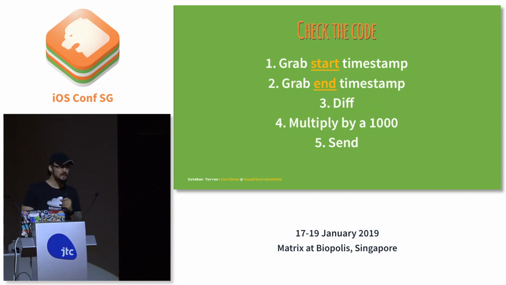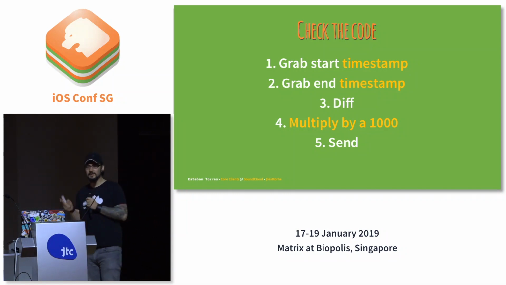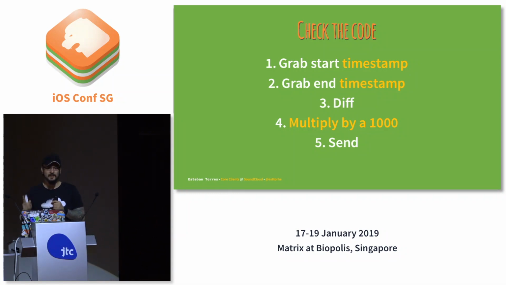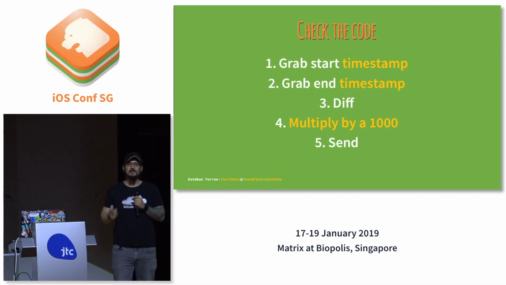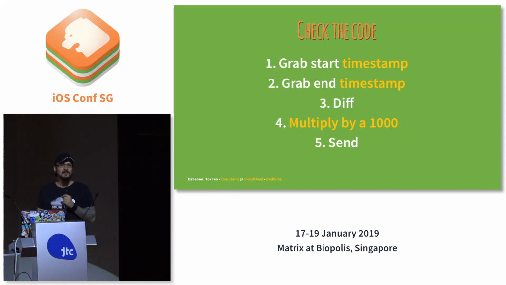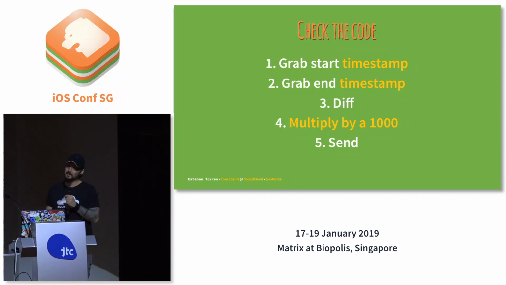So the first thing I do is go and check the code, and it's very simple. We grab the first timestamp, then we grab the end timestamp, we do the diff, we multiply by 1,000, and we send the data. Now, if you're paying attention, you can see how multiplying by 1,000 was not necessarily the best idea, because the time interval is in seconds, not milliseconds. So of course, if something was taking 1 second, we were registering it as 1,000 seconds. So of course, our numbers were very huge.